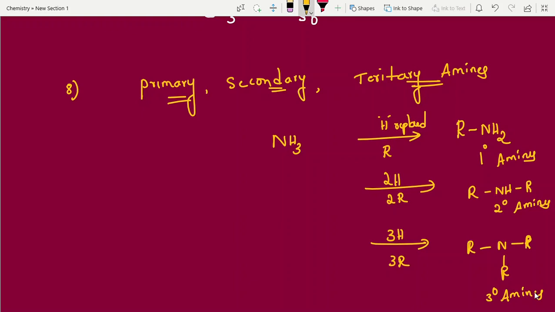These 3 are also functional groups. This is a different name. Your primary amine we are calling, your secondary amine we are calling, your tertiary amine. These 3 are also functional isomers, same molecular formula. I will give you one example. See, same thing. Primary, secondary, tertiary amines.